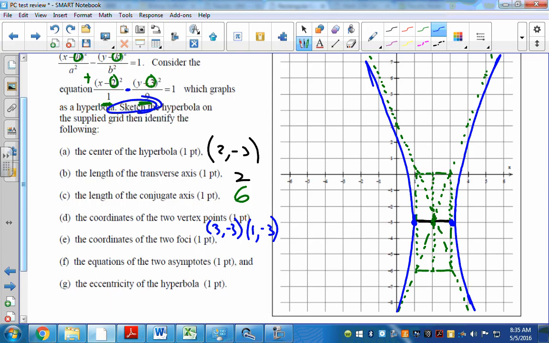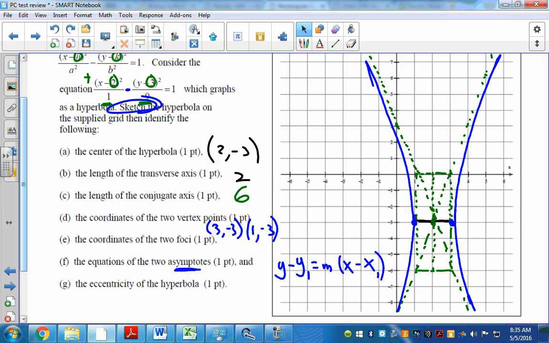We need the equations of the 2 asymptotes. That works really well as long as you know the point slope form of a line: y minus y1 equals m times x minus x1. The point that I'm going to be using is the center, because that's certainly on both of these asymptotes, and that's the point 2, -3. So I'll put that information in: x minus 2, and y, now minus a minus 3 is y plus 3.